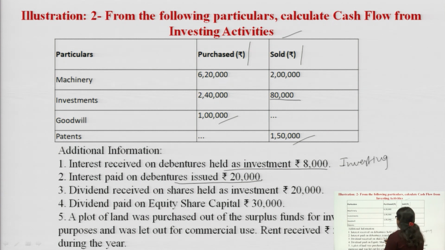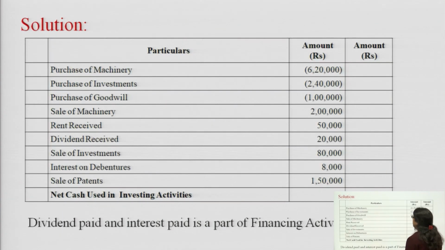Dividend received from shares held as investment was 20,000, and dividend paid on share capital was 30,000. A plot of land was purchased out of surplus funds for investment purposes and was let out for commercial use. Rent received from this was 50,000 rupees. So, we will solve the question immediately.